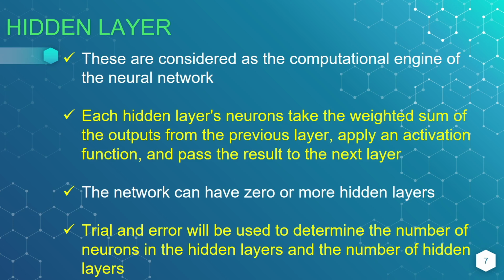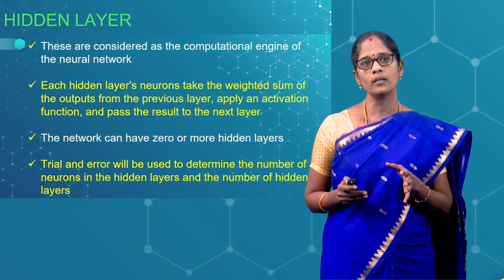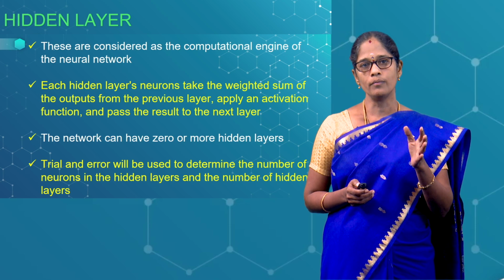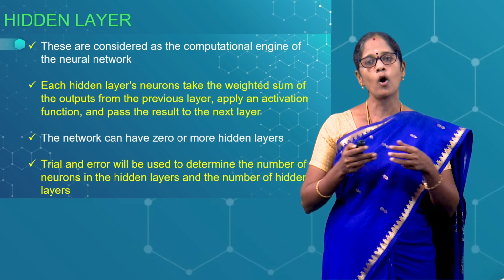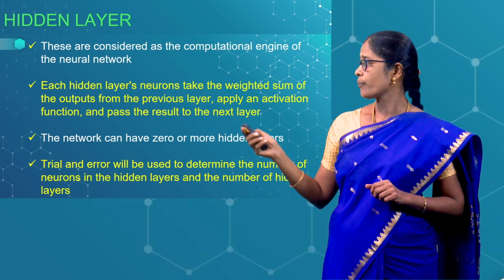Here a trial and error method is used mainly to determine the number of neurons in the hidden layer as well as the number of hidden layers. To sum up the hidden layer's role, they are the computational engines, and depending upon the problem, we decide how many neurons should be in each layer and how many hidden layers will make up the accuracy of the model.